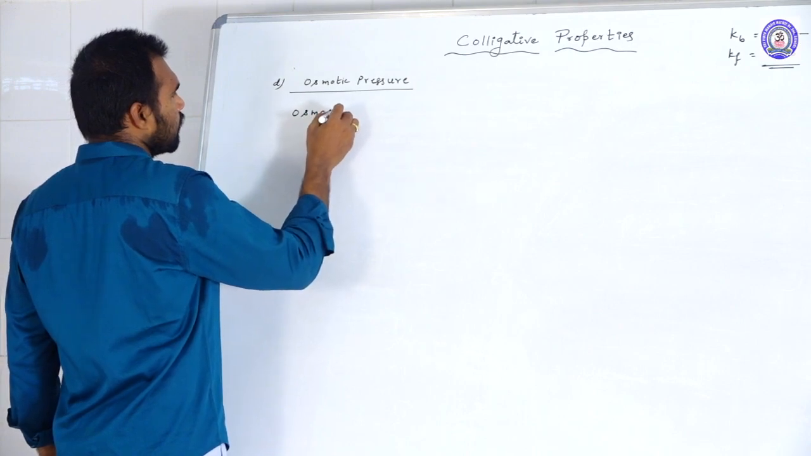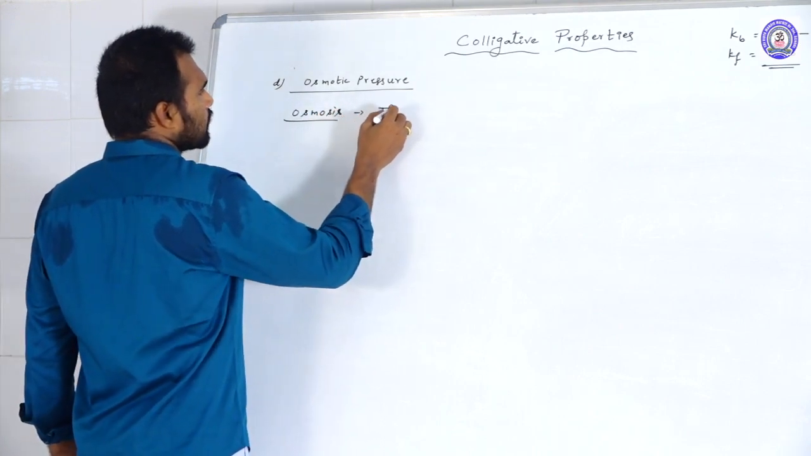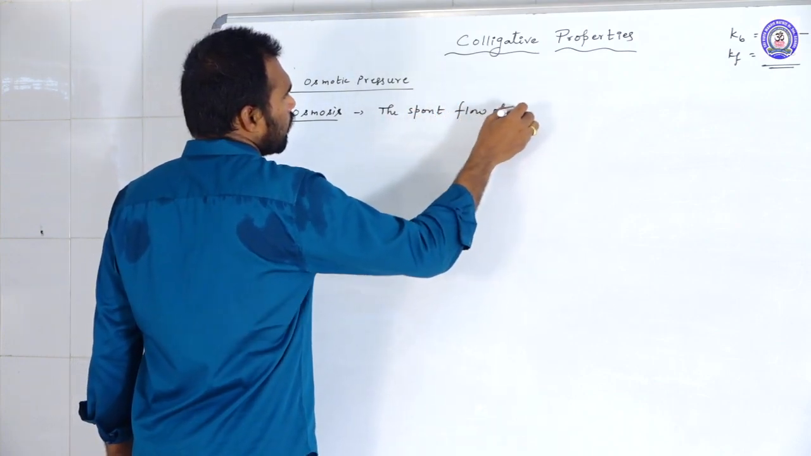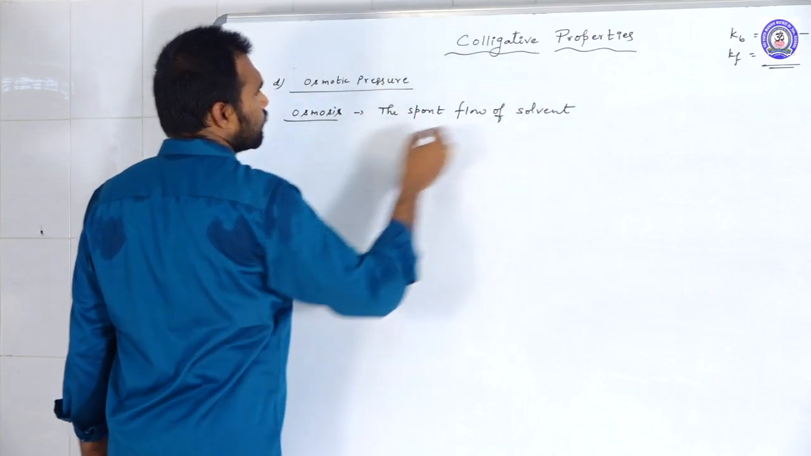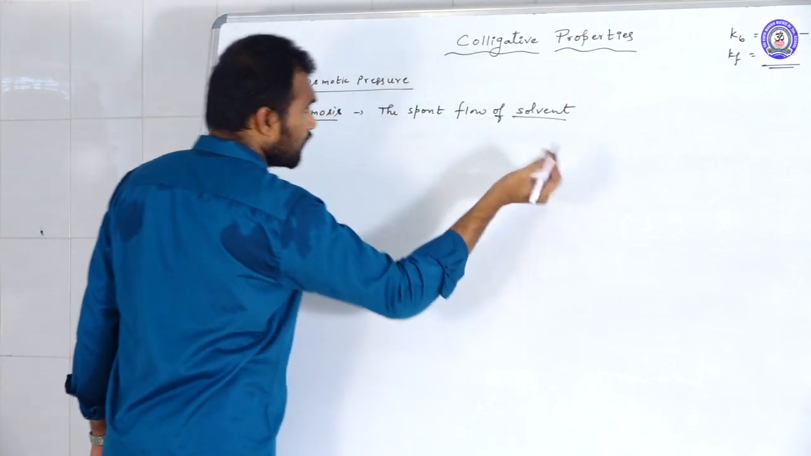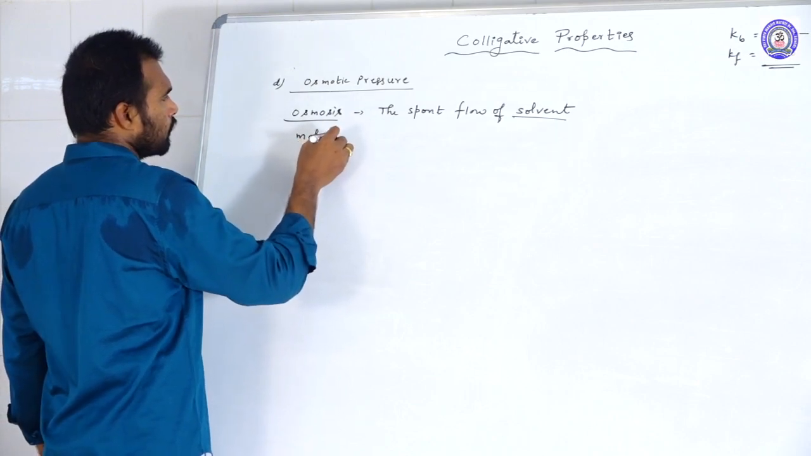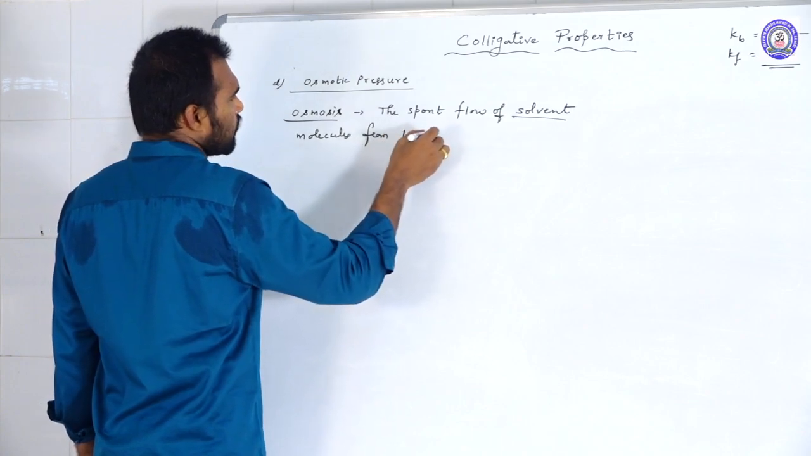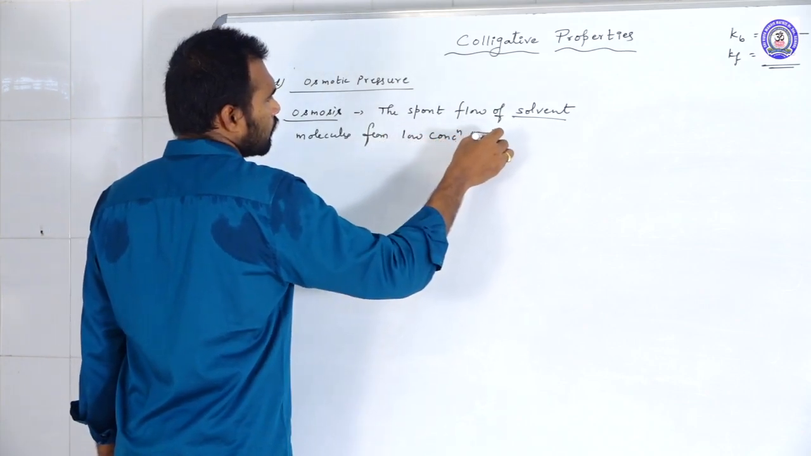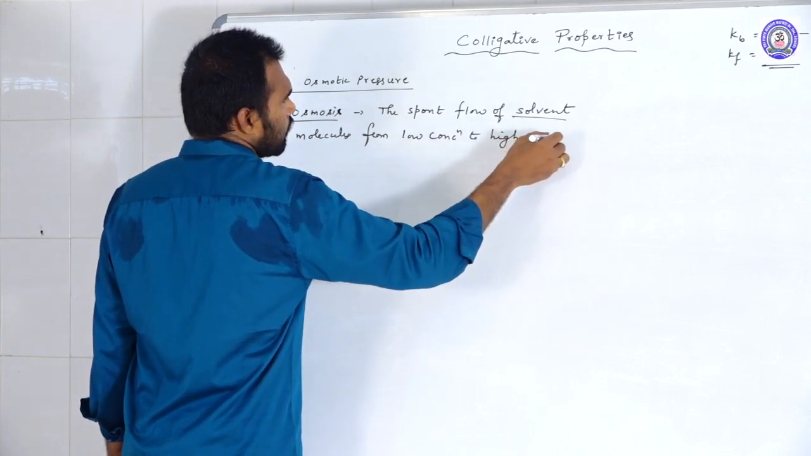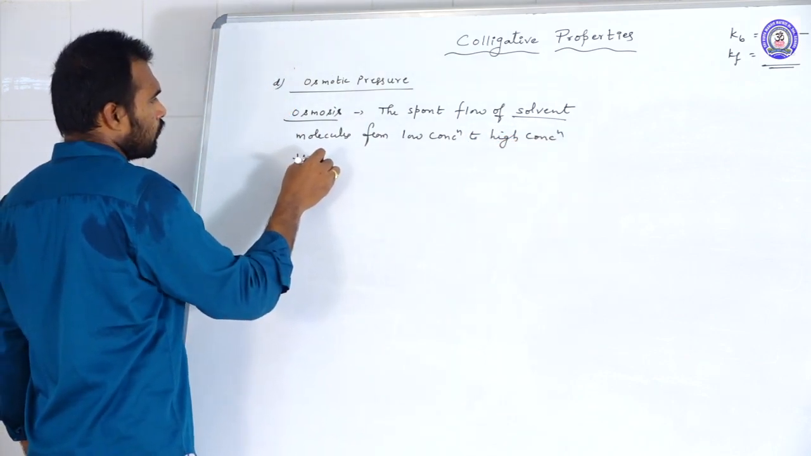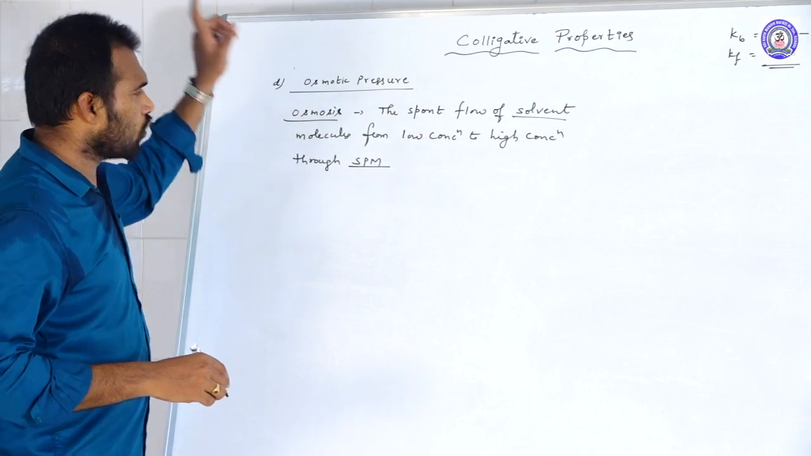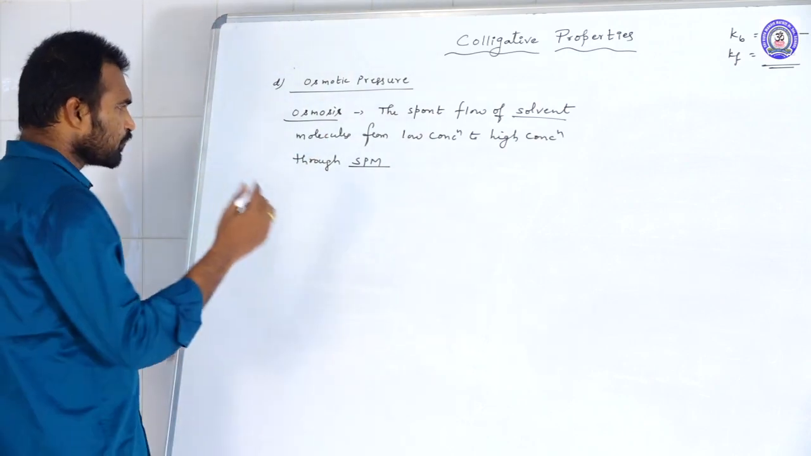So osmosis is nothing but the spontaneous flow of solvent molecules. This point is very important. Solvent molecules from low concentration to high concentration through a semi-permeable membrane is called osmosis.